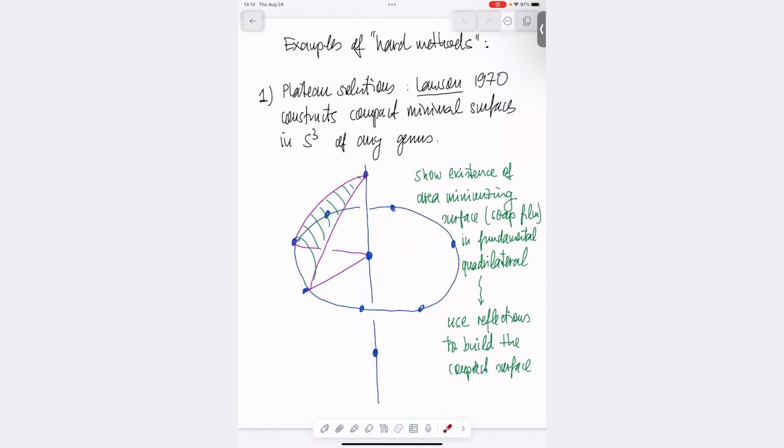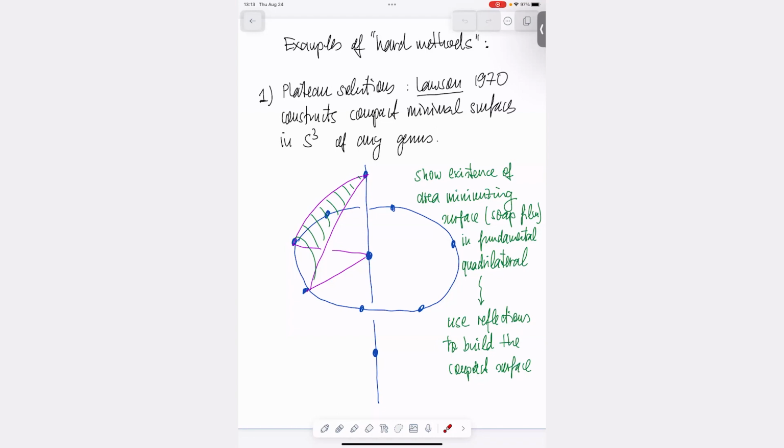All right. So let me give a few examples of hard methods. So the first, I'm talking here about minimal surfaces. Minimal surfaces are surfaces which minimize the area. So all of you have done the experiment, or maybe not. You take a wire frame, put it in soap solution, and out comes a beautiful soap film.